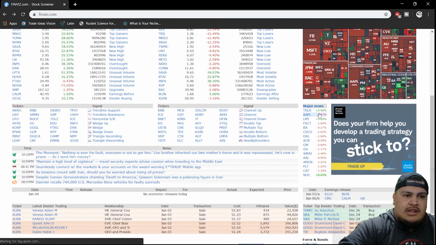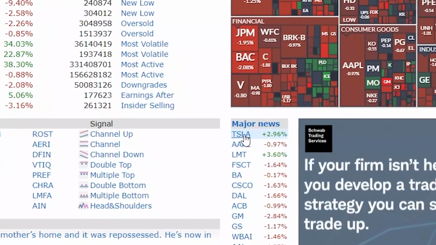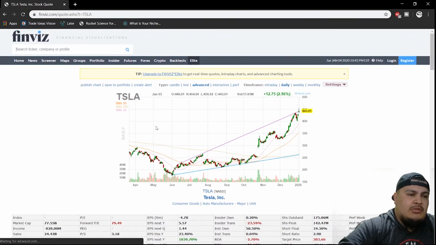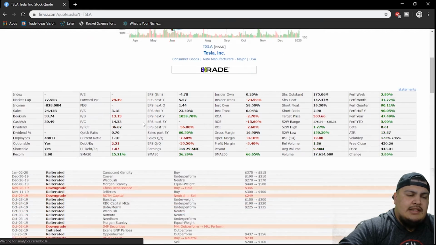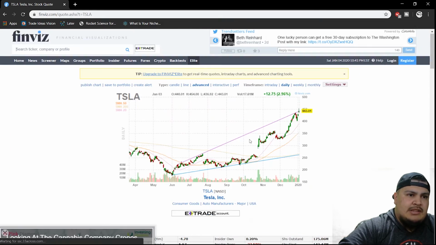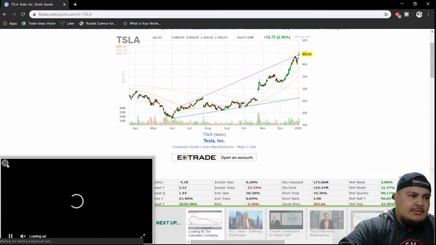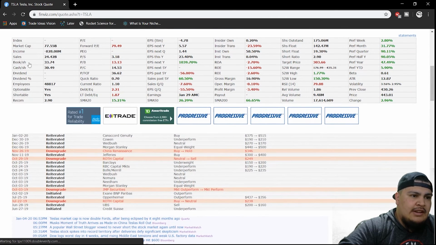Also, there's major news towards the right here. So Tesla has been very bullish. They were upgraded recently, and it's just been steamrolling, guys. So very nice as well.